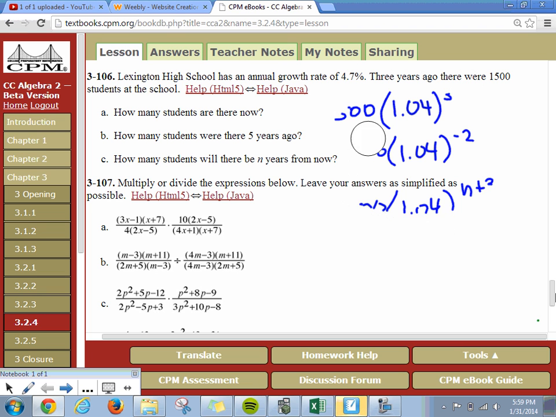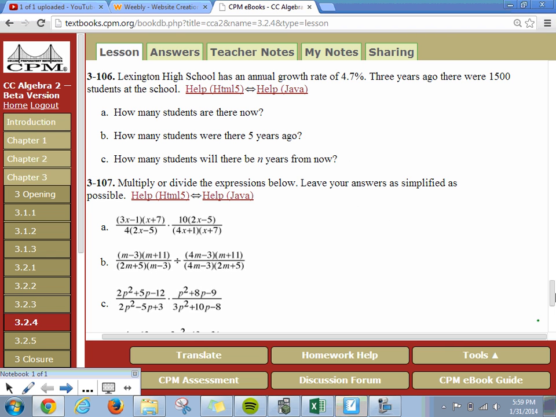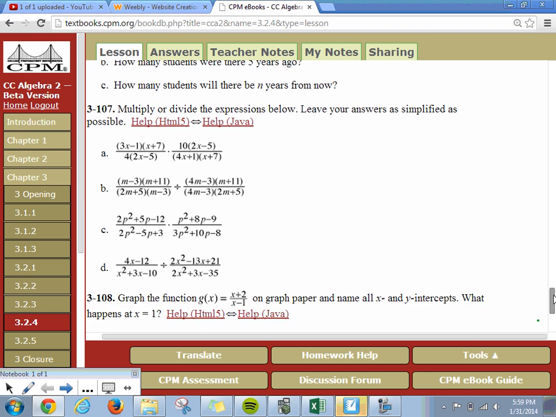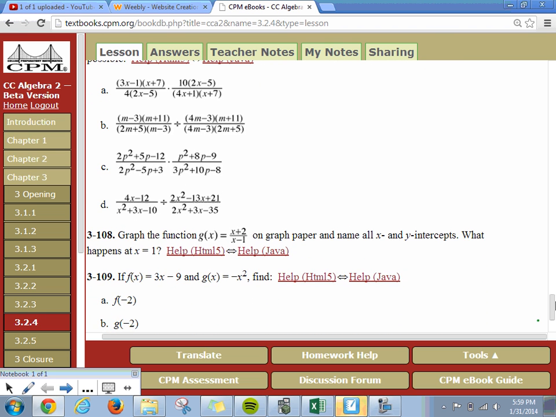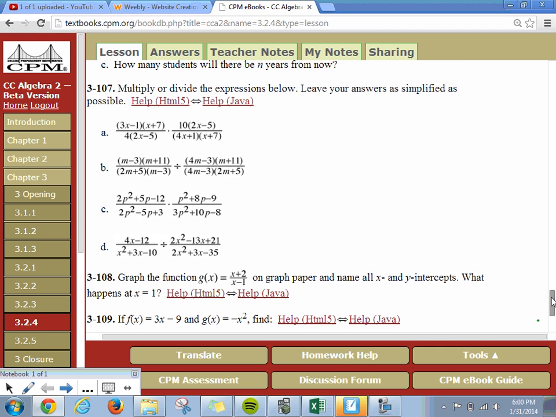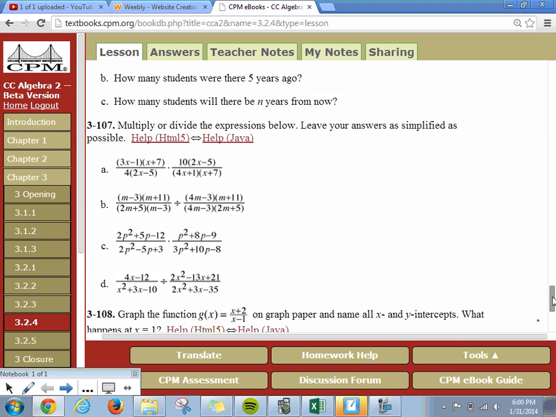In 107, it says multiply or divide the expressions below. Leave your answers as simplified as possible. So, more multiplying and dividing, and of course, simplifying. This is at the heart of what we have been learning about. So let's pick one of them to do. Let's do a multiplication problem. Let's do C. In C, we're going to want to factor everything out and multiply across. Obviously, simplifying is going to be key. Looking at that one, I'm thinking that there's a lot of factoring that needs to be done.